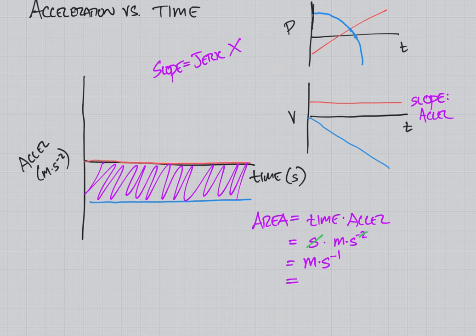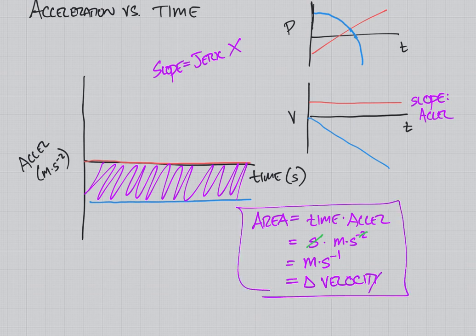So the area is our change in velocity, okay? And this is important to tell us. It doesn't tell us how fast we're going, okay? It simply tells us how much our velocity changes. So that's what that area underneath that graph tells us.